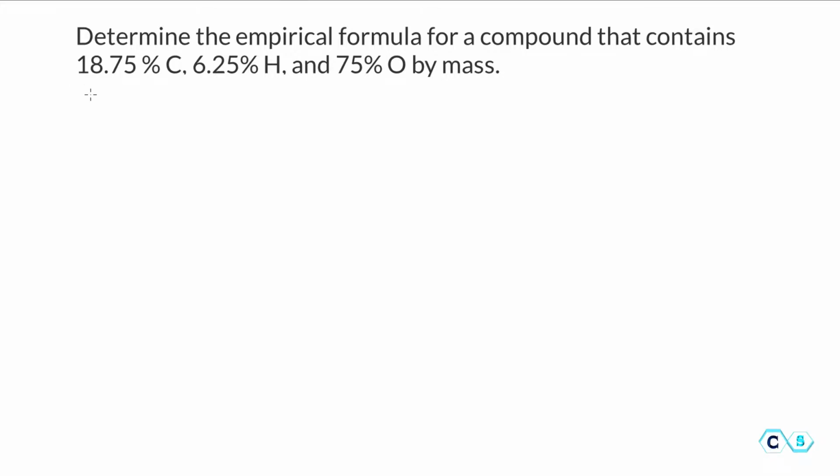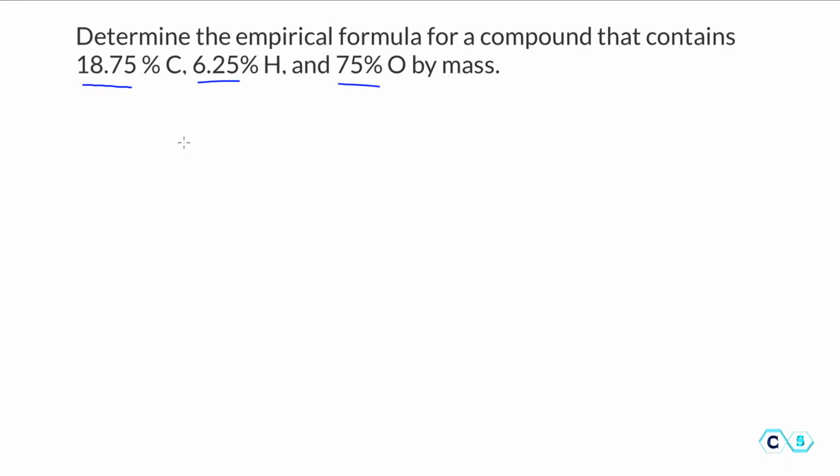Okay, in this problem, what we need to do is determine the empirical formula of a compound that contains carbon, hydrogen, and oxygen with the following percentages by mass. Now, before we start doing our calculations, there are a few important things that we need to remember.